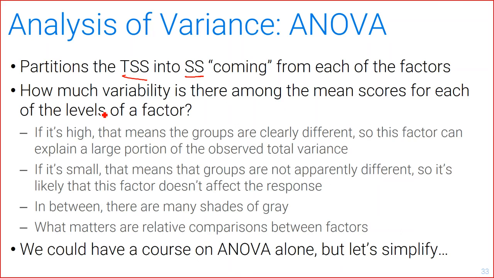So if we find that a certain factor has a lot of variance, then that means the groups that belong to that factor are clearly different. So this factor can explain a large portion of the observed total variance. So let me illustrate a little bit. Imagine here we have the response, and here we have the mean for group A, here the mean for group B, mean for group C, things like that, mean for group D, etc. What we're doing here is quantifying how much variability there is across these means.